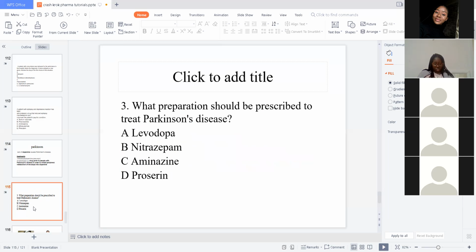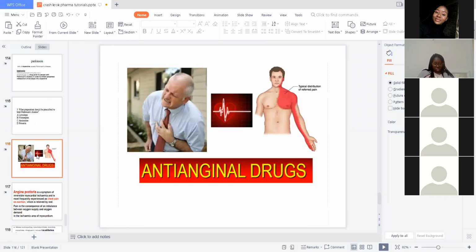All right. Okay. Blessing. What preparation should be prescribed to treat Parkinson's disease? Levodopa. Yeah, that's pretty straightforward. Okay, next topic is anti-angina drugs.